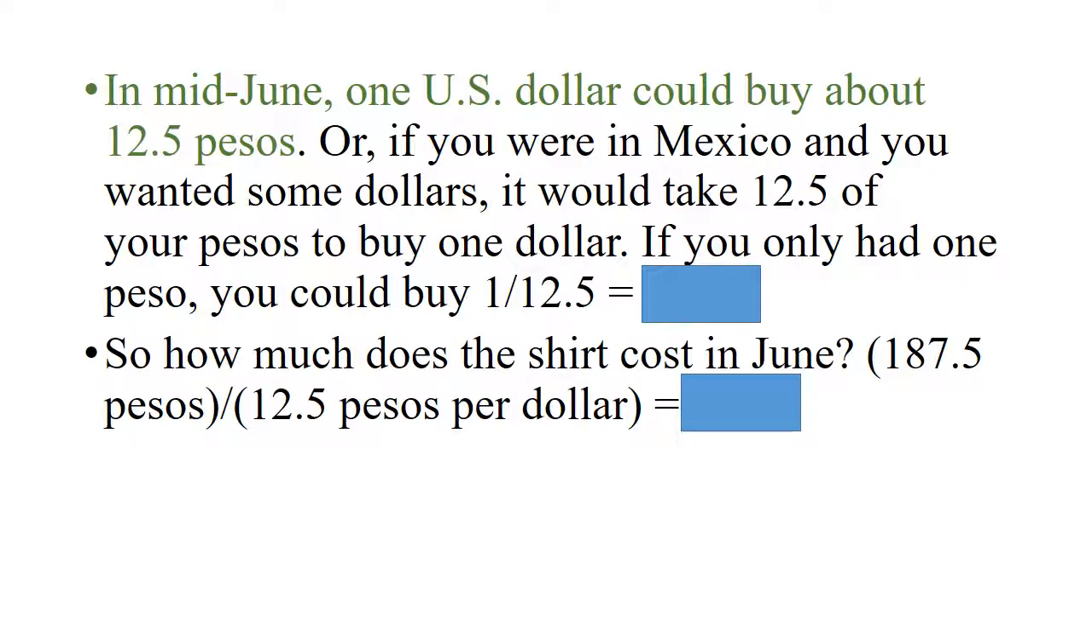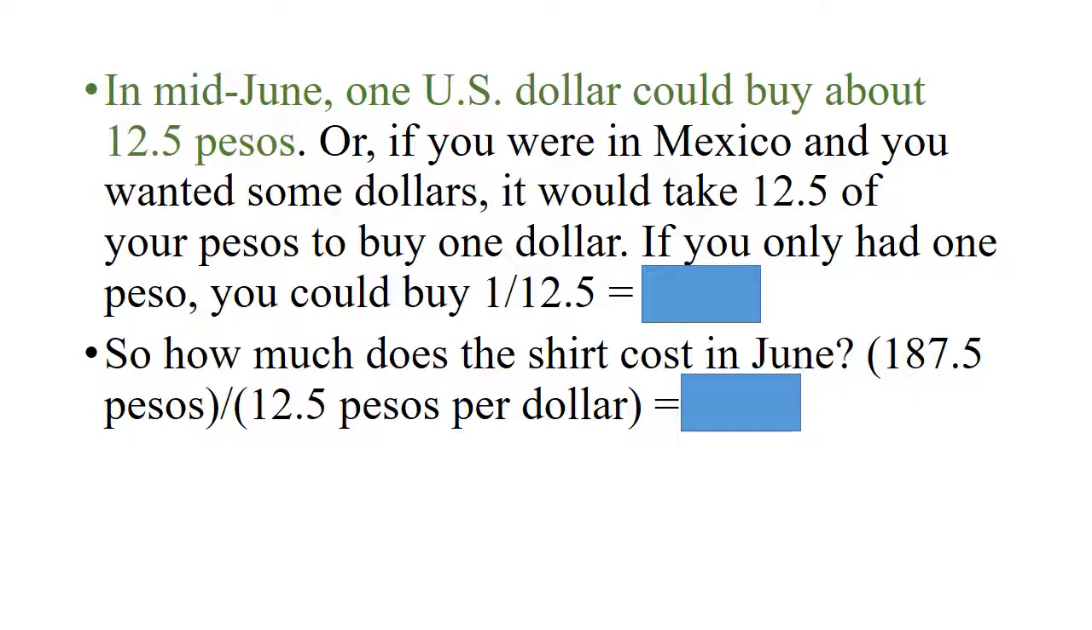If you recall, in April, the exchange rate was $1 for 12.1 pesos. In June now, it's $1 buys 12.5 pesos. So you can see how the dollar buys slightly more than it did before. So that's going to be called appreciation when the dollar buys more.